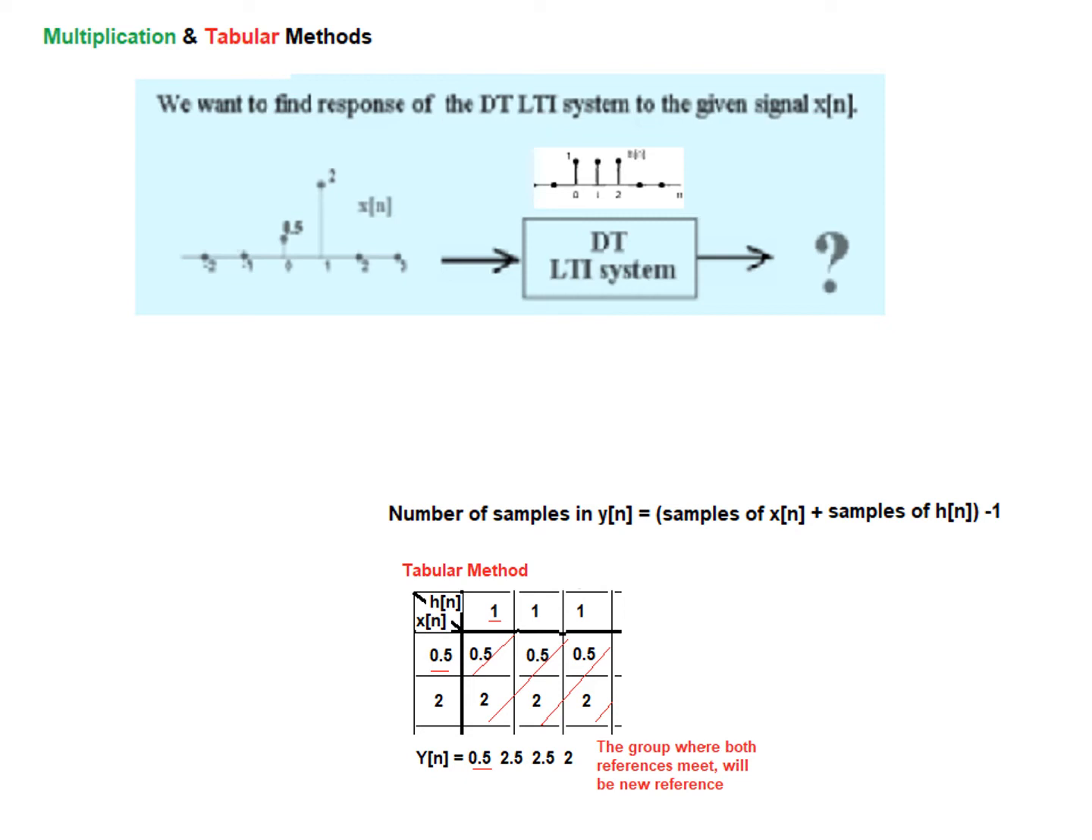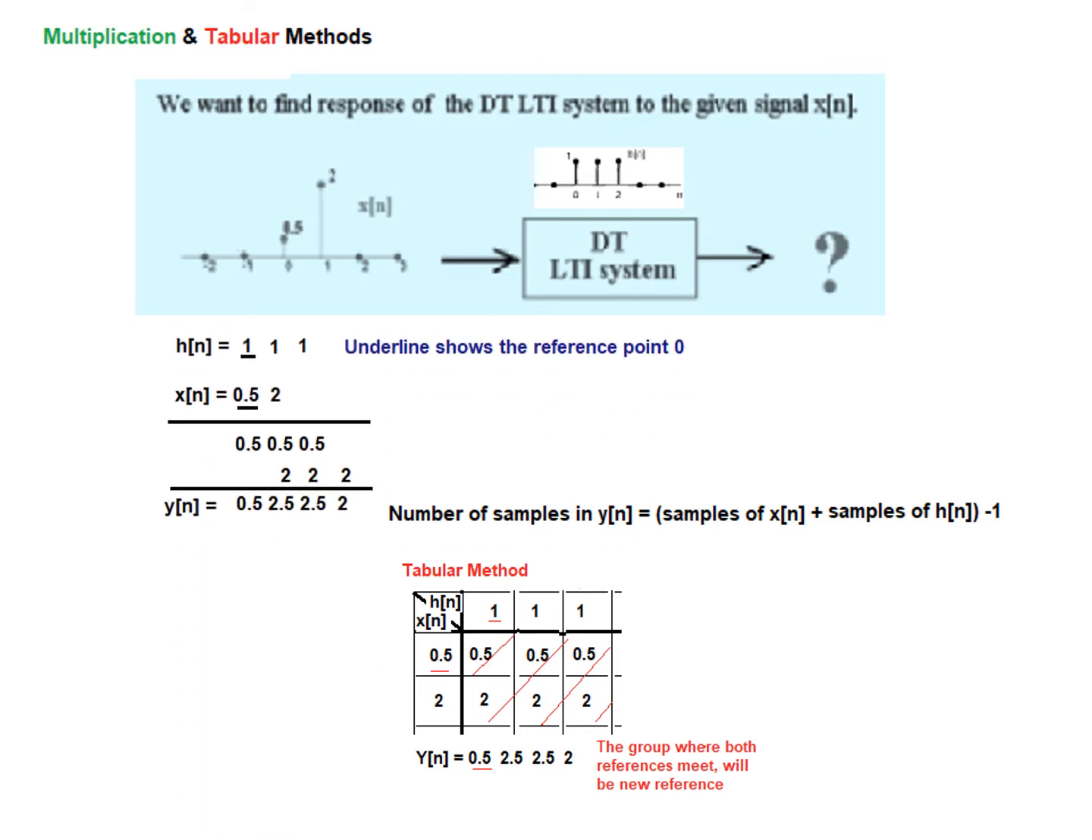Here was the same problem. This was the input, this is the impulse response, and the easiest technique, by mathematical methods, is that we can write it in terms of numbers. So h[n] is 1, 1, 1. So we write 1, 1, 1. And to show the zero position, we put a bar underneath. So underscore, this is showing the reference point or zero point.